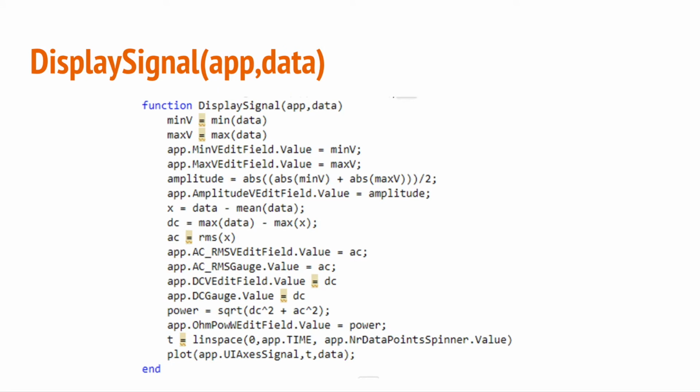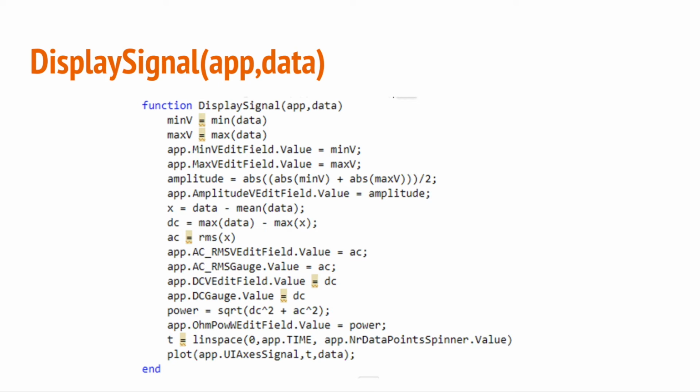The display signal function receives the data from the previous helper function and uses that data to find the amplitude, the DC, the AC RMS, the power, and it finally plots the signal. So to find the amplitude, I found the sum of the min and max voltage and divided it by 2. As for the DC value, I took away the offset by subtracting the average of the data from the dataset, and then subtracting the max of the original and offset data to get my DC value.